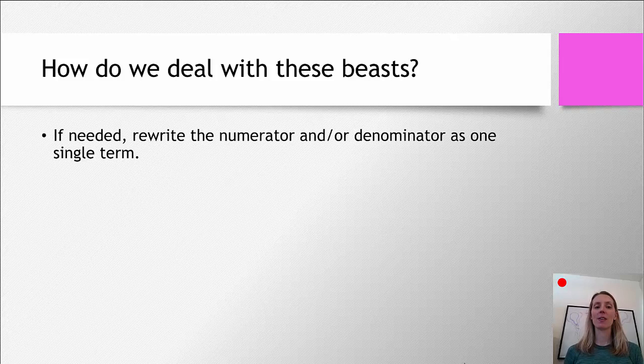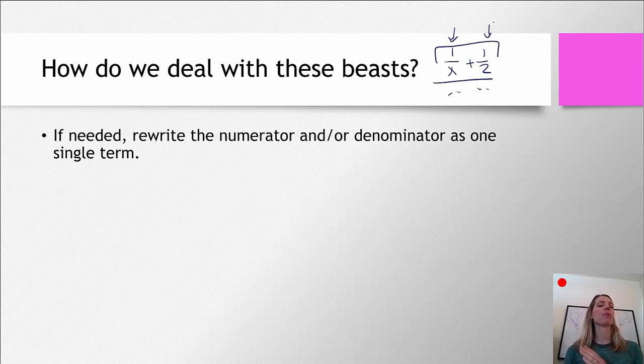Step 1: if needed, rewrite the numerator and/or the denominator as one single term. The first few examples we look at, we're not going to need to do this, but the very last example in this video, we will have to rewrite. So what does it mean to be a single term? If we have something like 1/x plus 1/2 over whatever, this is not one single term. This is two terms. This is one term, and this is one term. So two terms, we would need to rewrite it as one term.